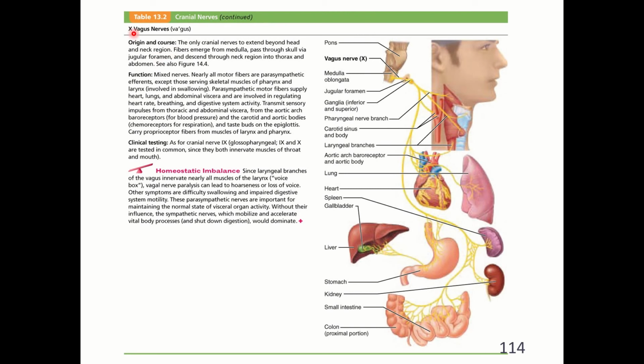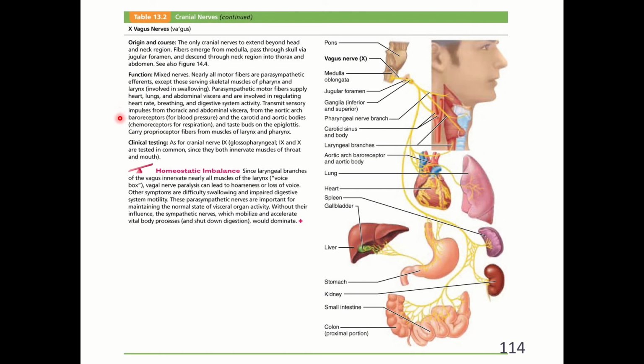Cranial nerve 10 is the vagus nerve, and these are mixed nerves. Nearly all motor fibers are parasympathetic efferents, except those that serve skeletal muscles of the pharynx and larynx that are involved in swallowing. Parasympathetic motor fibers supply the heart, lungs, and abdominal viscera and are involved in regulating heart rate, breathing, and digestive system activity.